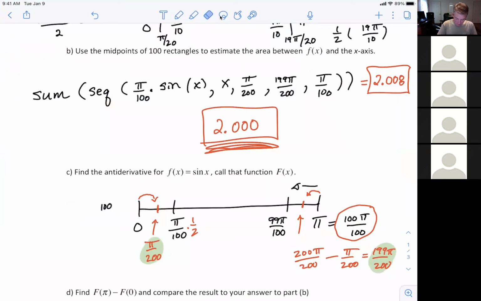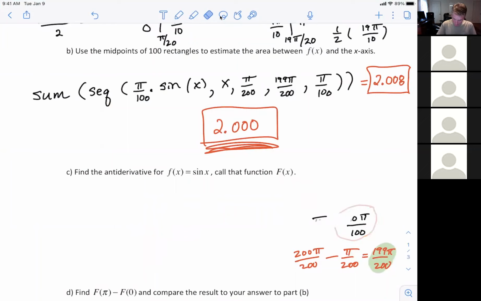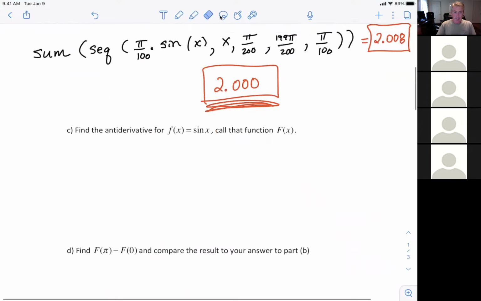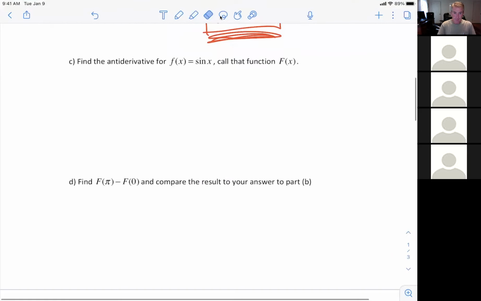Now there's another way to check your answer, which is actually part C and part D, one of the most important ideas in calculus. So find the antiderivative of that sine function.